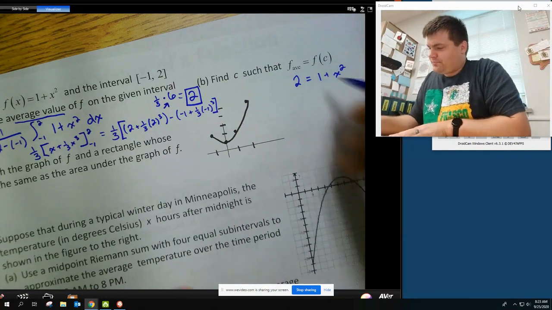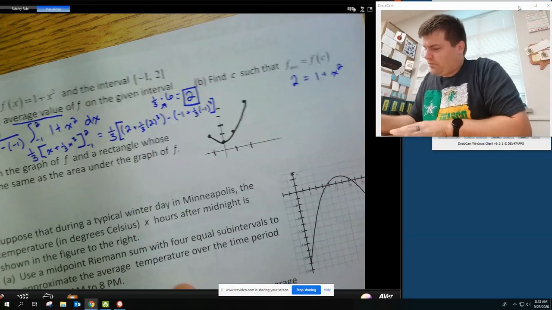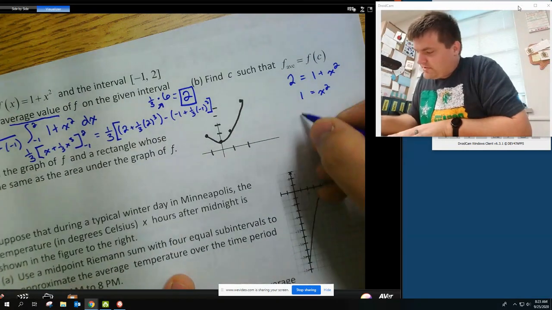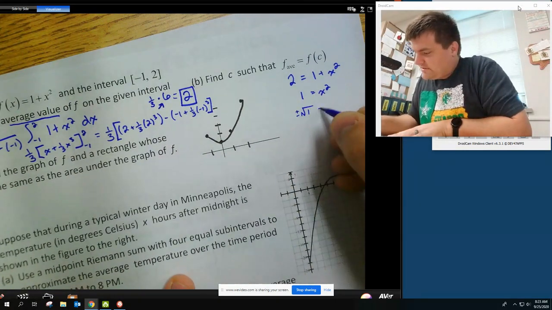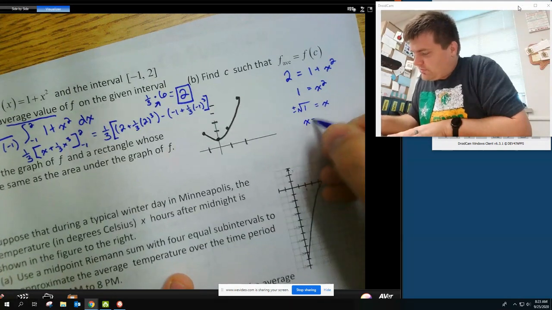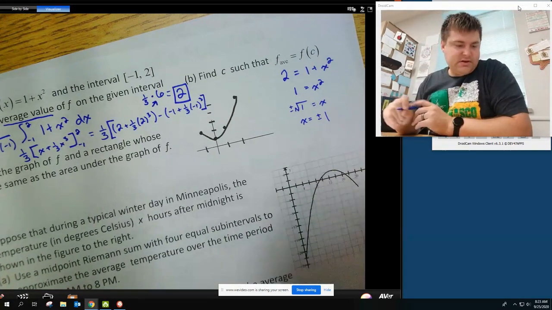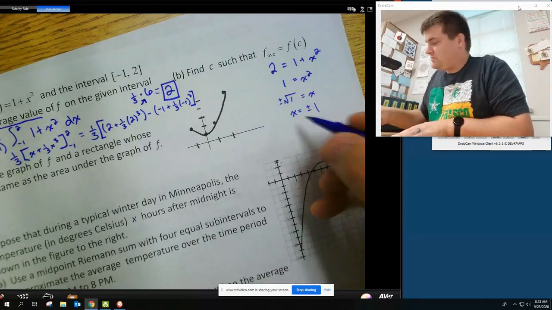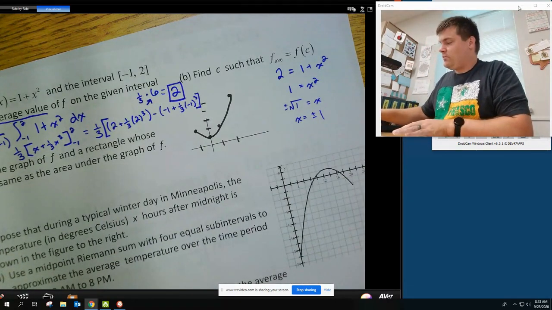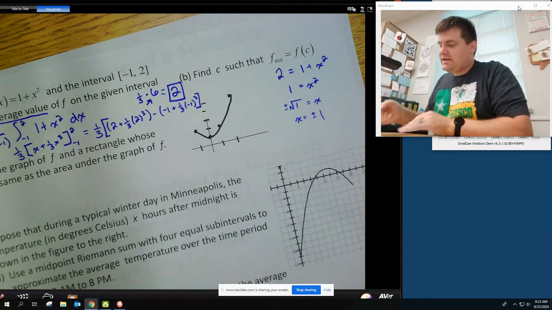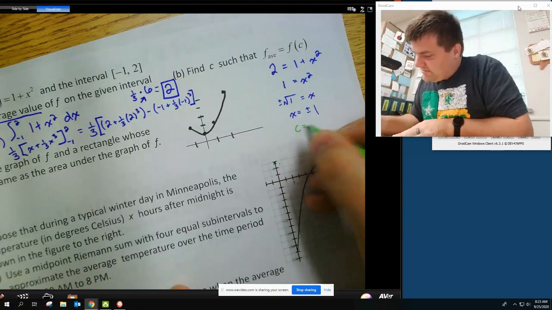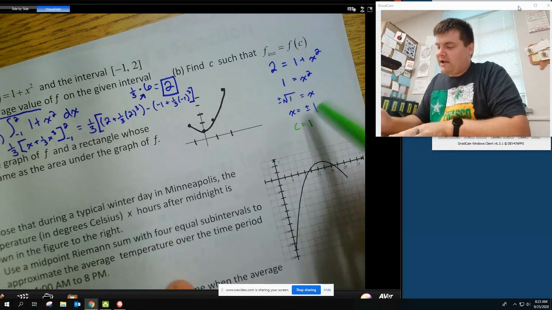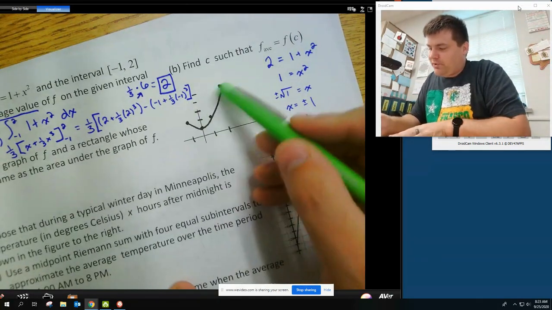So go ahead and solve for this. We're going to get 1 equals x squared, square root both sides. You're going to get plus and minus, so x is going to equal plus and minus 1. So I need to graduate to a C. Now this is where it can get just a little bit kind of like, wait a minute, that doesn't make sense. Only one's going to graduate to the C. The reason that -1 does not graduate is because it's an endpoint.